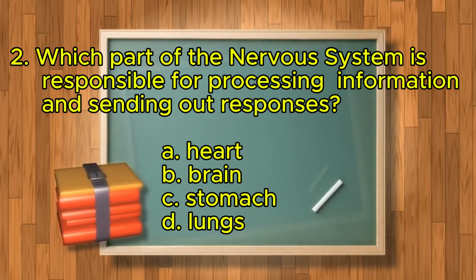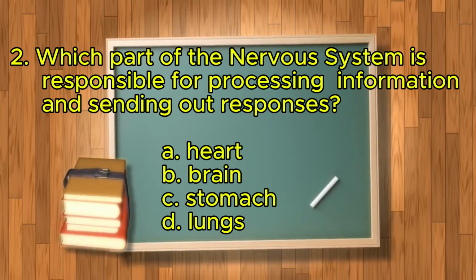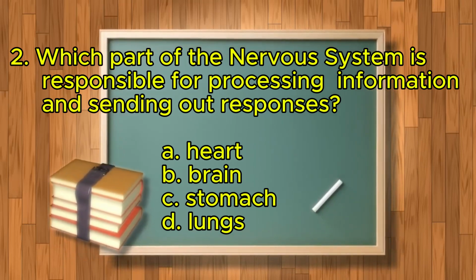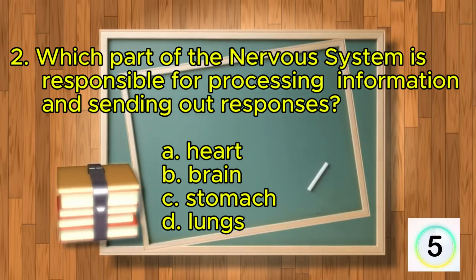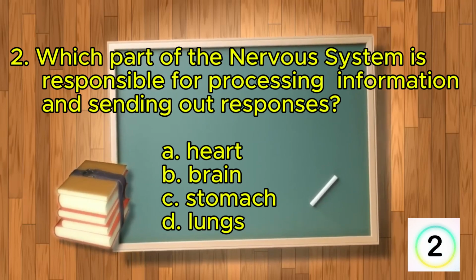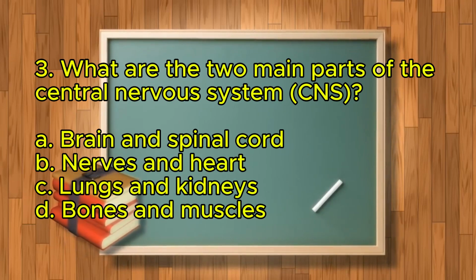2. Which part of the nervous system is responsible for processing information and sending out responses? A. Heart. B. Brain. C. Stomach. D. Lungs. Answer. B. Brain. 3. What are the two main parts of the central nervous system, CNS?